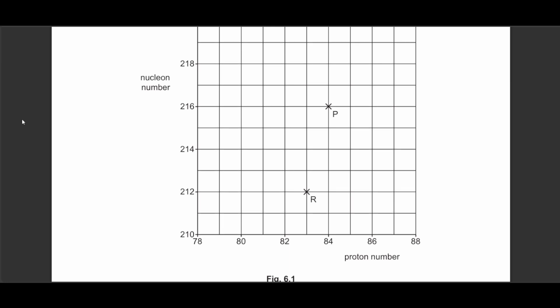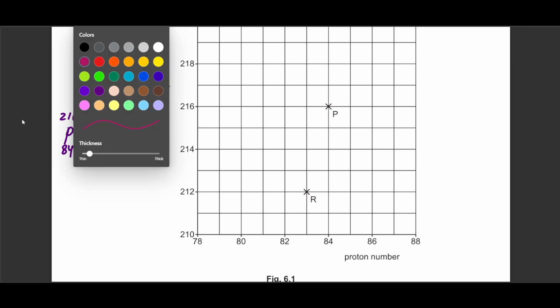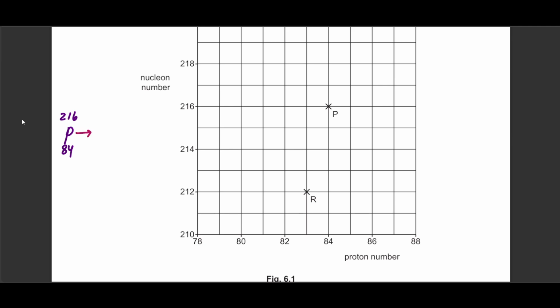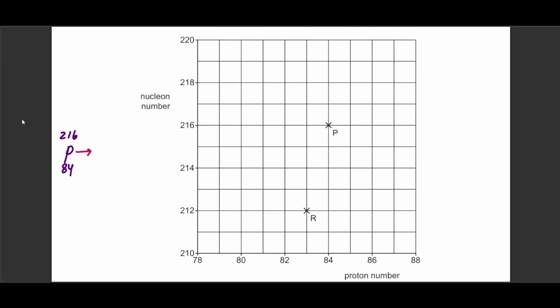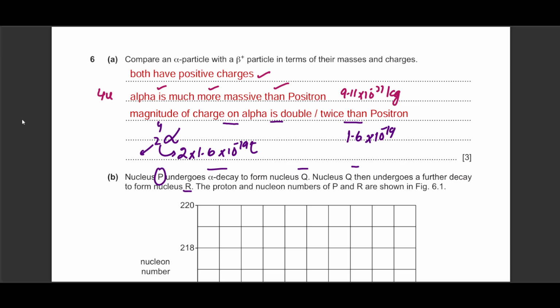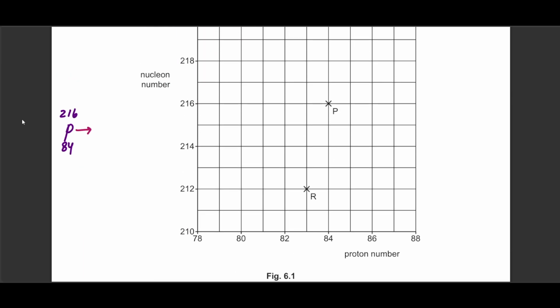So P, to our example, is 216 with 84. I'm picking values over here and here. And it decays to become Q, alpha decay. So P undergoes alpha decay to form Q. So let's find Q. So Q plus alpha is 216 and 84. Q should be 212. And this should be 82.